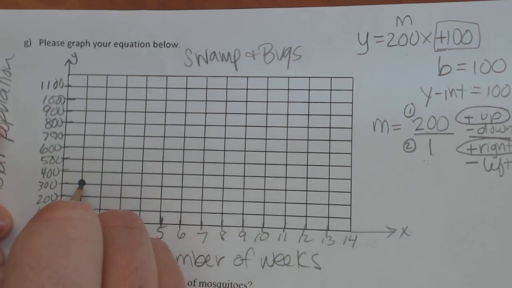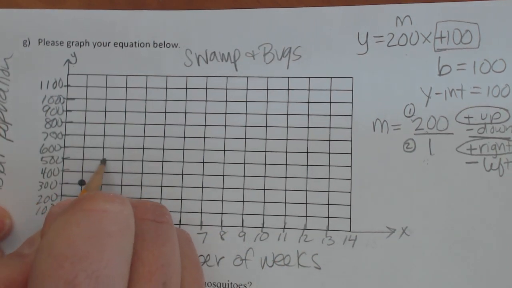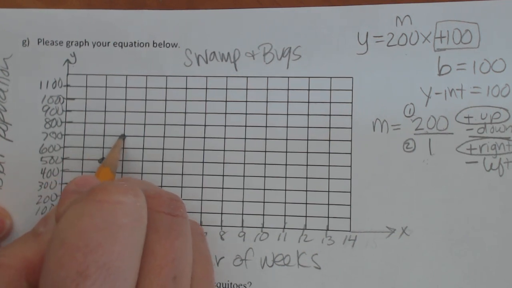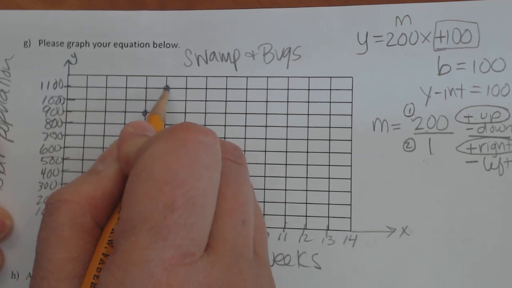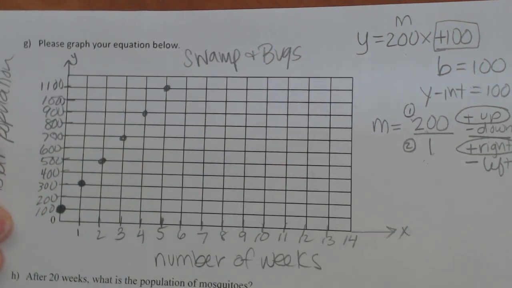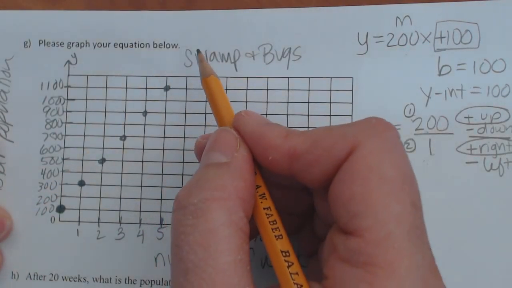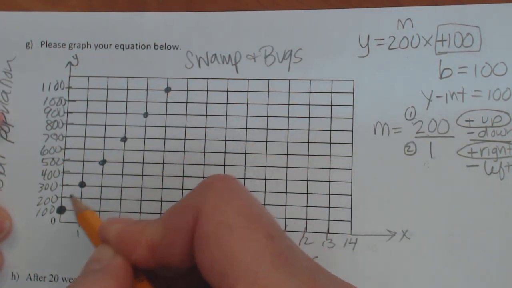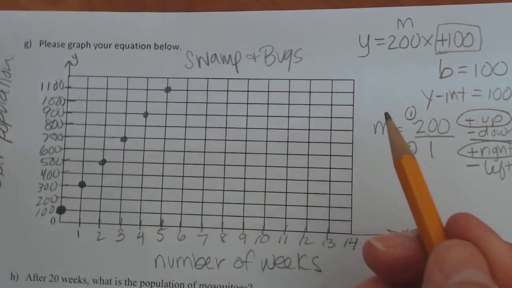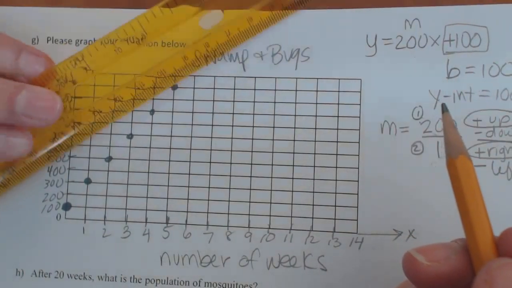Okay, so let's do it again. From this point, let's again go up 200, right 1. Up 200, right 1. Up 200, right 1. Now I ran out of graph. You could extend the graph. A lot of people are like, we could extend it. Yes, you can extend the graph. But this actually gives me 1, 2, 3, 4, 5, 6 points. So I'm just going to take out my trusty old ruler.